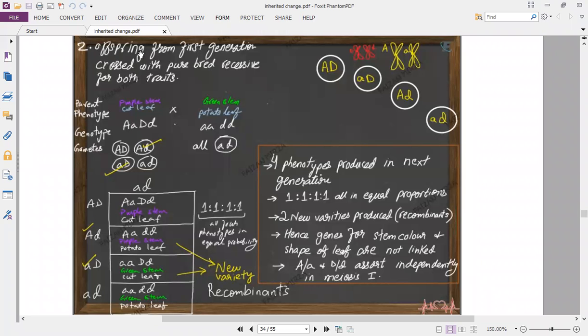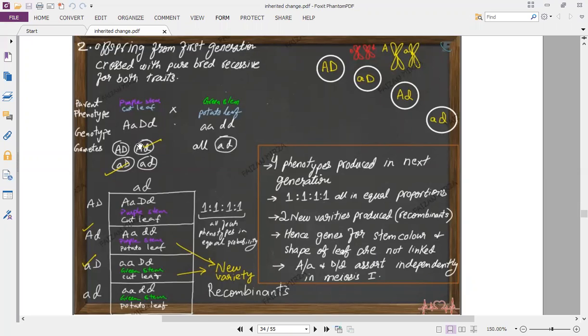What we do next is cross the offspring from the first generation with the purebred recessive for both traits. Here the purple stem cut leaf offspring from the F1 generation, capital A small a, capital D small d, is crossed with the green stem potato leaf, the homozygous recessive for both traits, the parent of the F1 generation. The gametes formed by the homozygous recessive will all be small a small d as done previously, but the purple stem and cut leaf, capital A small a, capital D small d, can form four different kinds of gametes.